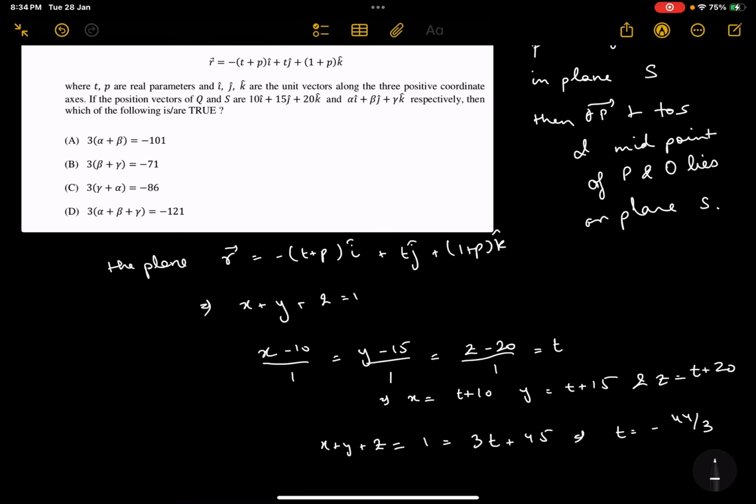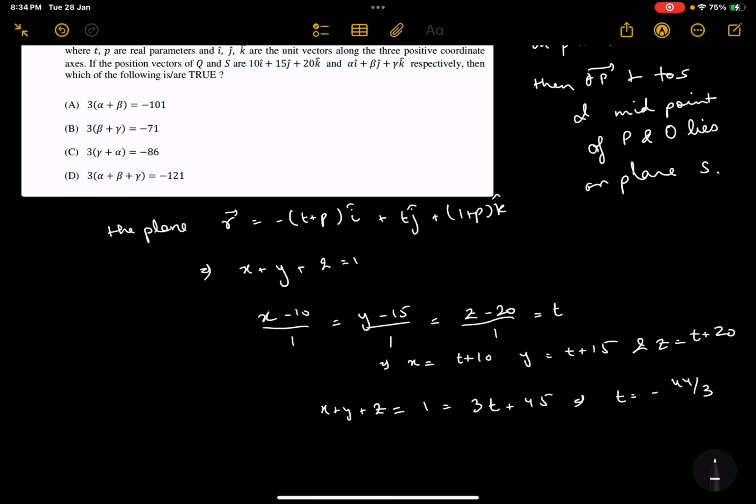So what we are doing is solving the line which joins P and Q with the given plane, so that we will get the point of intersection, which is in fact the midpoint of line PQ. So the point of intersection becomes minus 14 by 3 comma, using this and this, 1 by 3 comma 16 by 3.